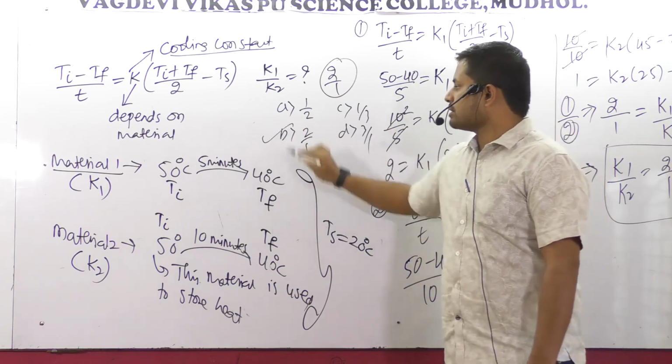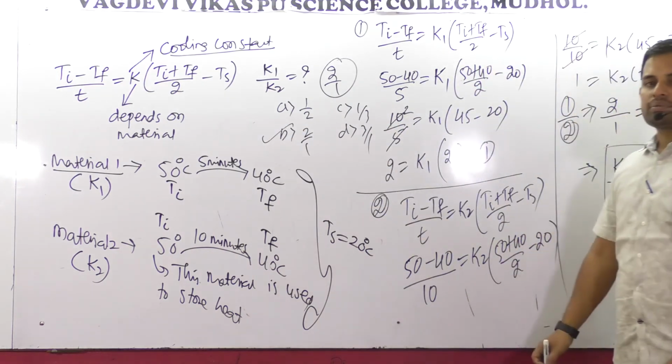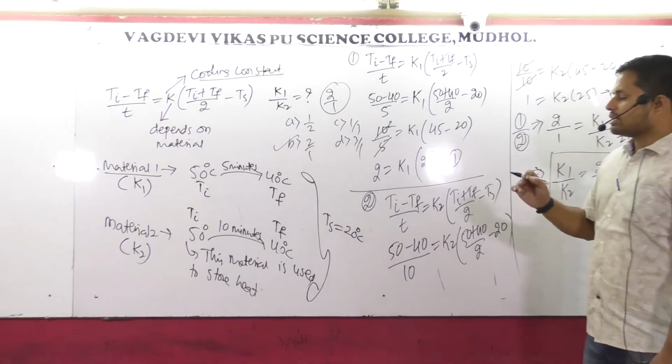So 2 is to 1. So this is the correct option. They must have given options like this, but you should be able to solve these kinds of problems also.